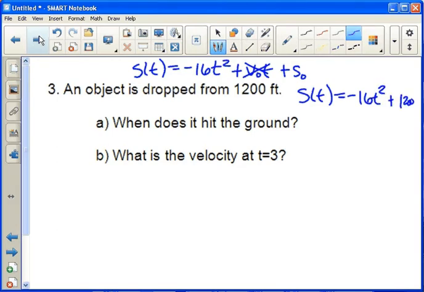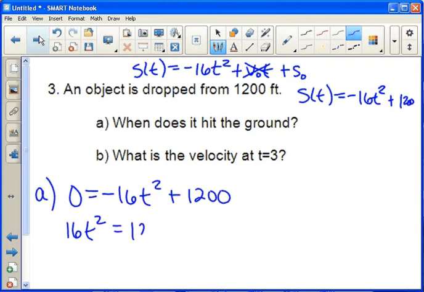Part A says, when does it hit the ground? Well, at the moment it hits the ground, it would have a position of 0. So I'm going to take the position function and set it equal to 0. I can then solve for t. I'm going to add 16t squared to both sides. Divide both sides by 16. I get t squared equals 1,200 over 16, which would be 75. So we get t squared equals 75.